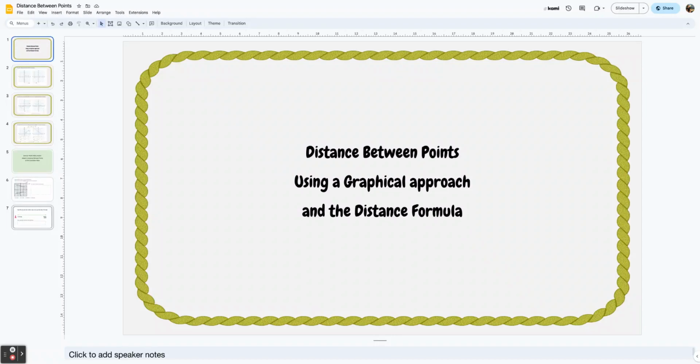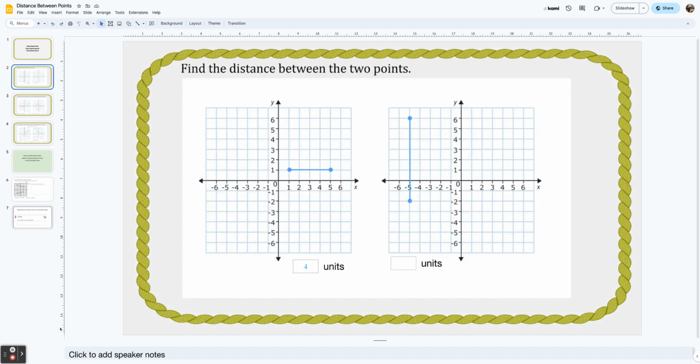Welcome to a lesson where you will find the distance between points using a graphical approach and also the distance formula. Let's get started. There's two examples on this slide, and to find the distance between the 2 points, we're talking about the 2 endpoints of this segment.